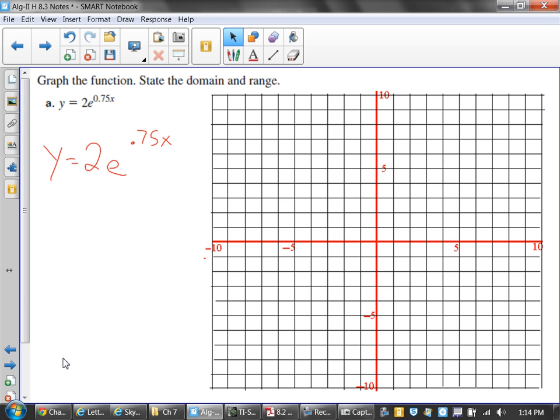Now, when you look at your table, you're going to start to see you've got a whole bunch of nasty decimals. At 1, it's what? 4.23-ish? It's e.